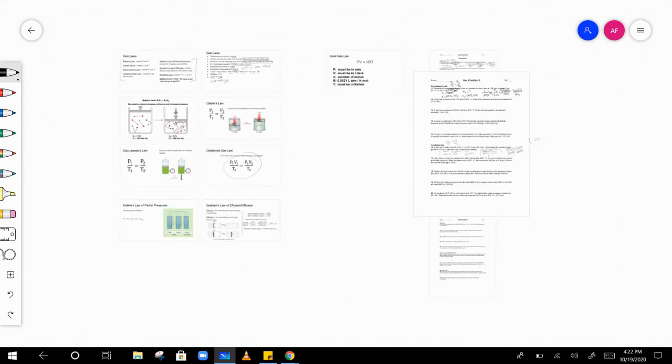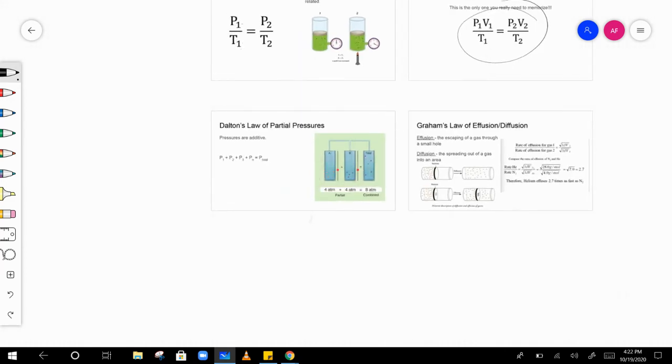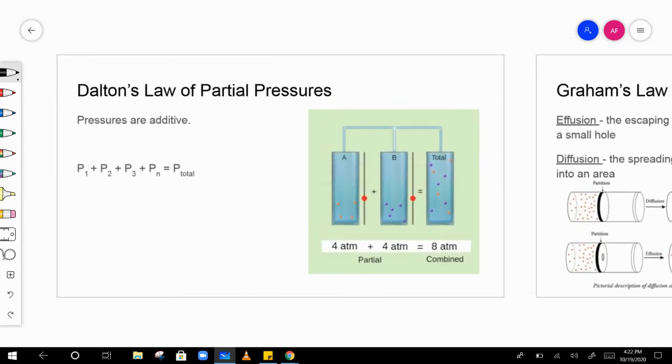Okay, first of all, Dalton's law of partial pressures is a really, really simple one. It just states that the pressures are additive. If we have two gases, both at 4 atm, and then we take them and put them into one container that was the same volume as the other two containers, their pressures are additive. It's that simple. You'll see it. It's much easier to see once you do some of the problems. The total pressure is equal to all the pressures of each gas combined.